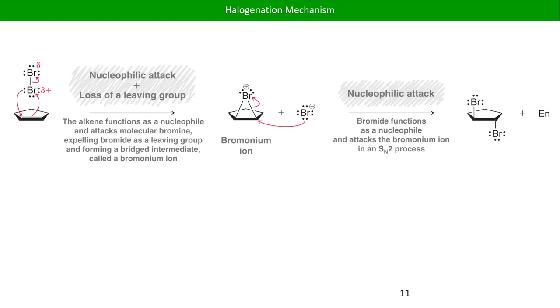intermediate. And now it becomes really obvious why you can only have anti, because this essentially is an SN2 attack, the second step, right? And we know for a fact SN2 only does attacks from the reverse side, from the anti side.